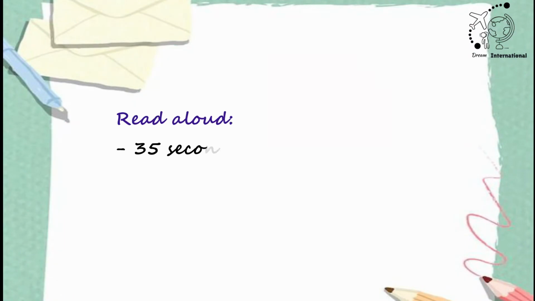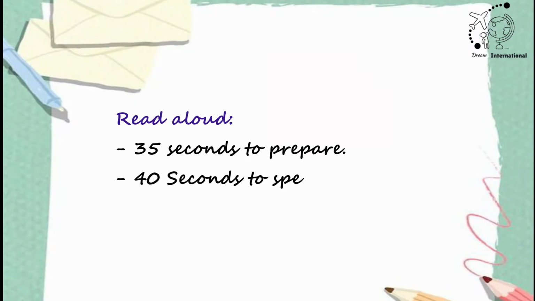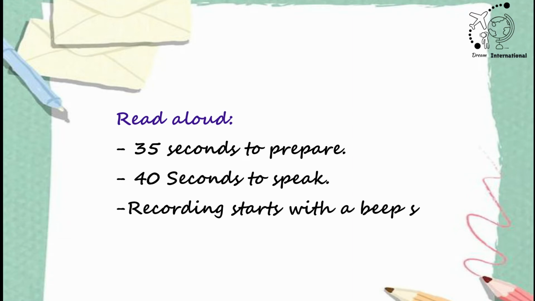Now, having a closer look at each of the types. First of all, there are read alouds. In read alouds, they give you 35 seconds to prepare, and in these 35 seconds you should go through the sentence once, be familiar with the new words, and speak the sentence once in practice. Then there is the beep sound, and you have to start speaking within 3 seconds of the beep sound, because otherwise the mic will stop and it won't work for you.